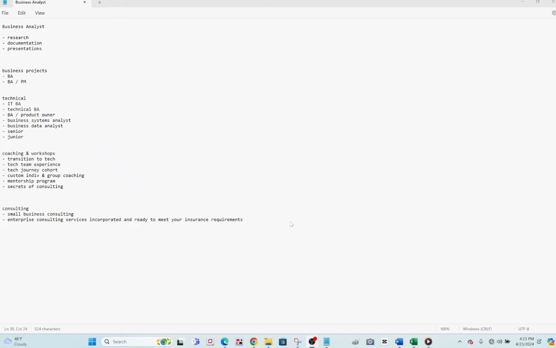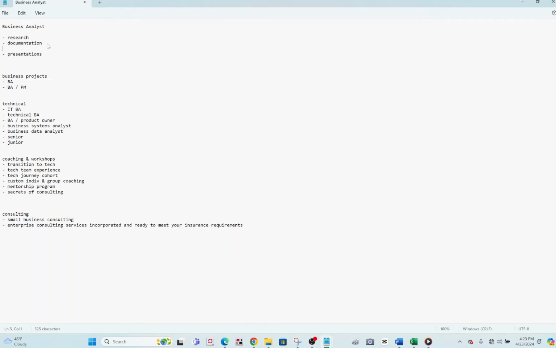Okay. So here's the list. I was just writing down what are the things that business analysts do. A business analyst can do research, documentation. I think after documentation, I'm going to put coordination, and presentation. So we research what it is that has to happen to make the changes that are needed.